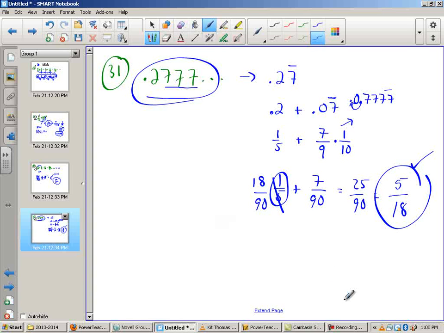Most of the problems in the section that 31 comes from are actually a little bit easier. This is just to help you with that one or two problems where you might have really had some problems. So good luck, and we'll see you in class.